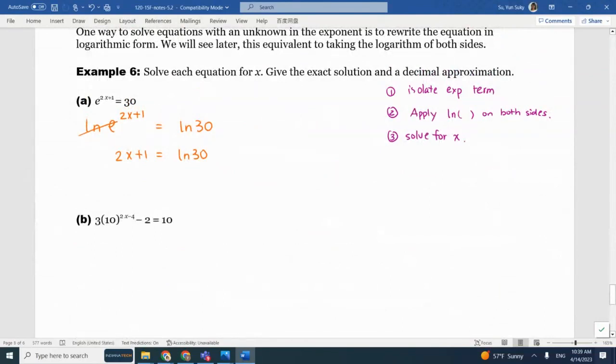Here on the right-hand side we don't have e, so there's nothing you can cancel. We still have the ln. On the left-hand side, it's ln of e to the 2x plus 1, and ln and e can cancel. But on the right-hand side, you don't have e, so nothing can cancel the ln. You still have ln of 30.